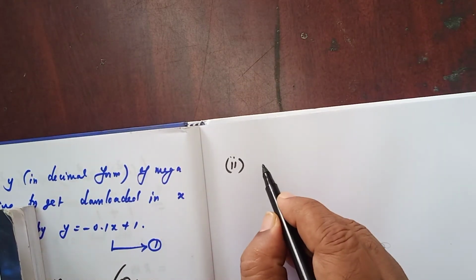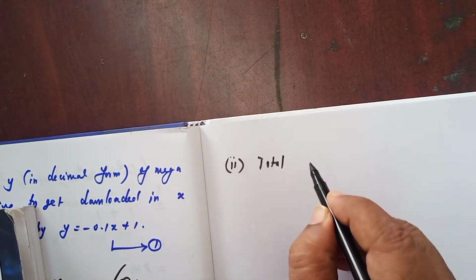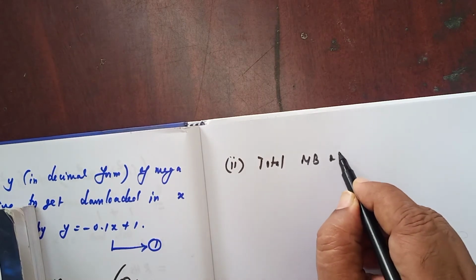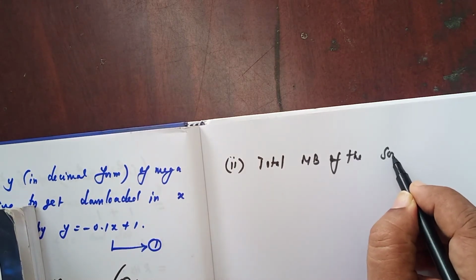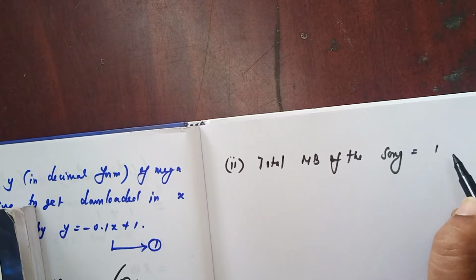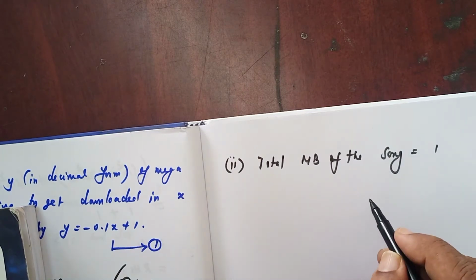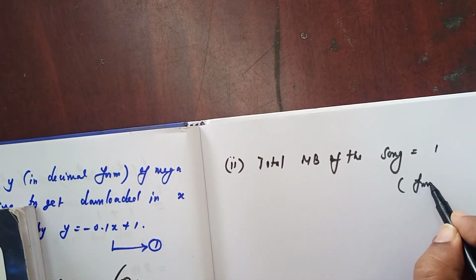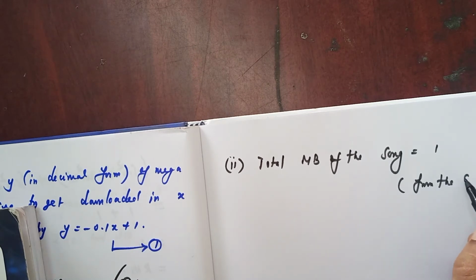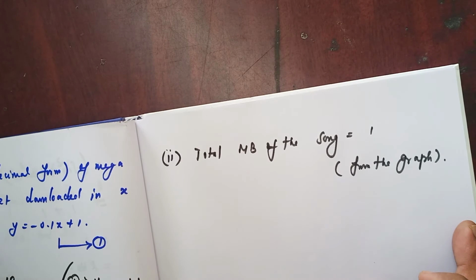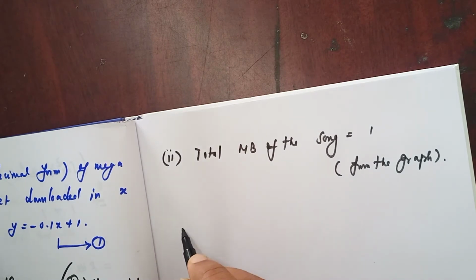Subdivision number 2, total MB of the song is equal to 1. So that is 1 MB from the diagram or from the graph. Okay, now subdivision number 2 is over. Now subdivision number 3.